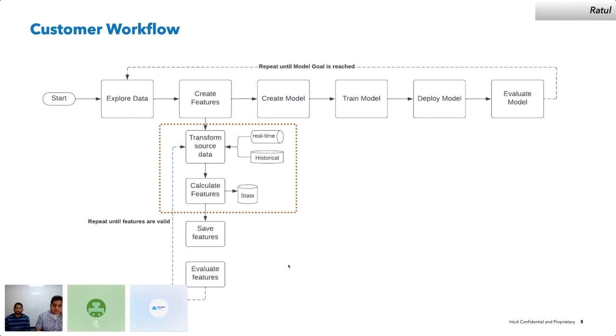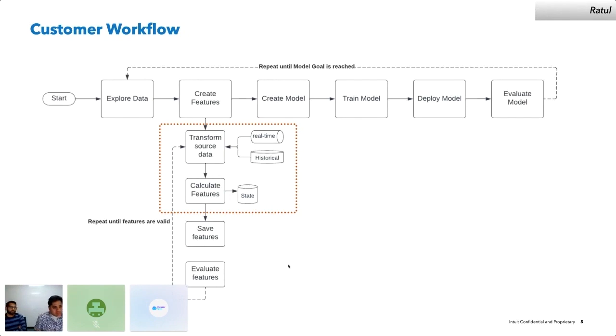Now, after the evaluation, if the performance is not as per your expectation, then you can go back to any of the previous steps, right? You can go back to explore data, or you can go back to create feature. So the iteration is required in the model evolution.